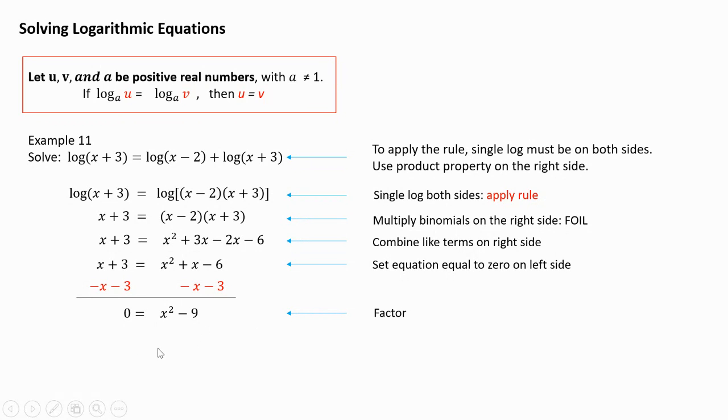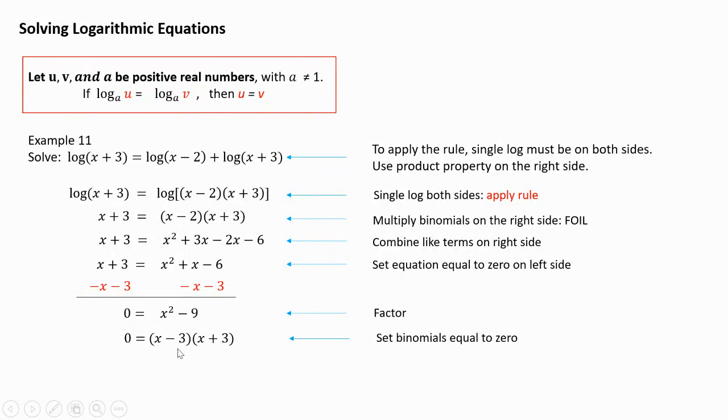I believe I went over a workshop on factoring in week 3. You can look back at that PowerPoint presentation that I did, and it covers every form of factoring. So x squared minus 9 is equal to x minus 3 times x plus 3. That's how you factor it.